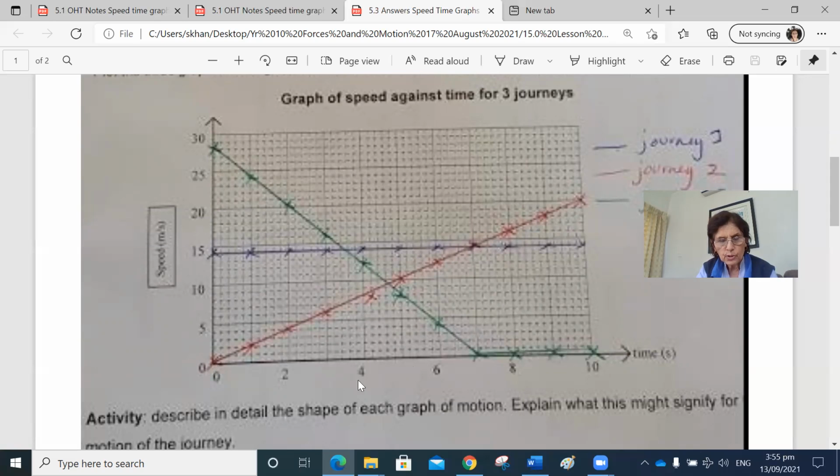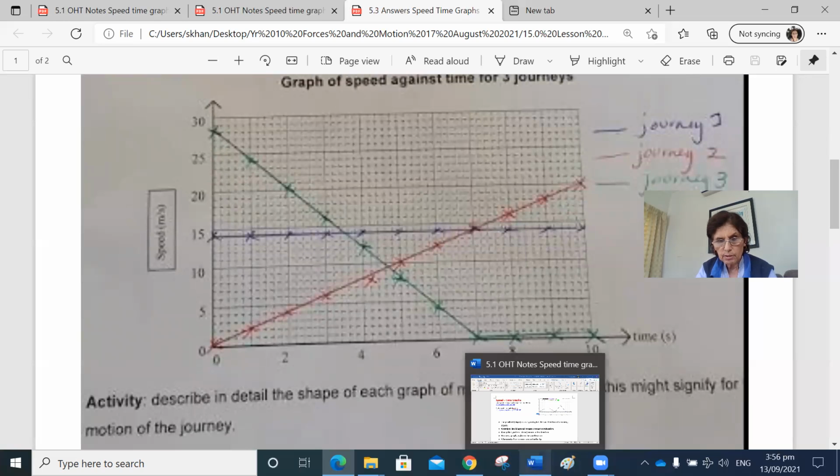So to summarize, in a speed time graph, a horizontal line means constant speed. A straight diagonal line means constant acceleration. A negatively sloping line means a deceleration. And a stationary object can be represented at the 0 meter mark, because the speed is 0.